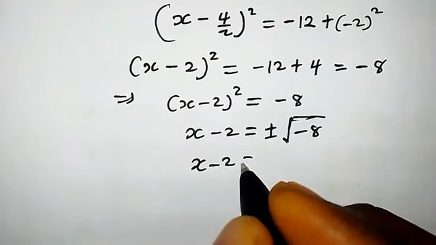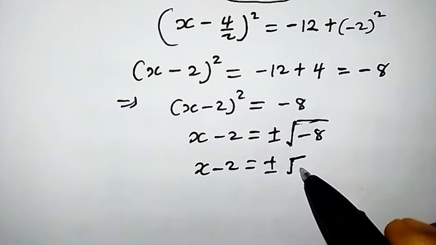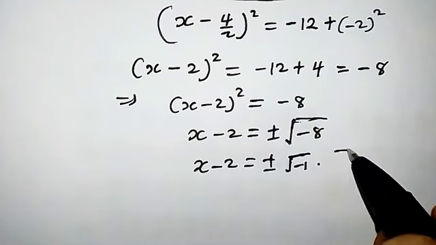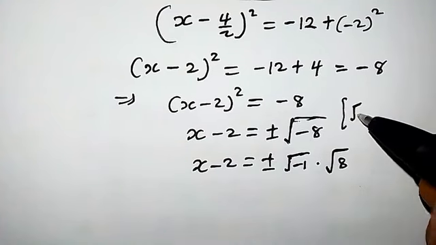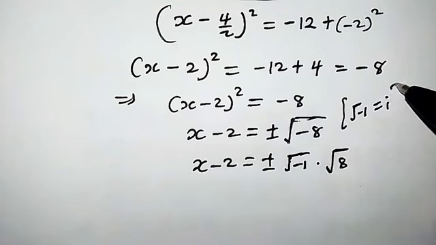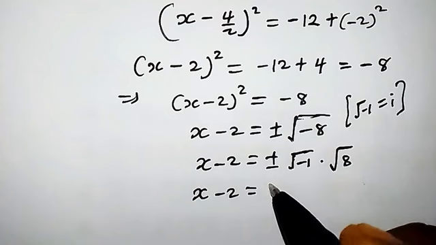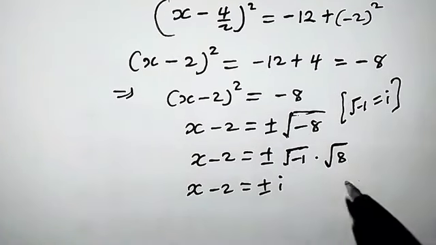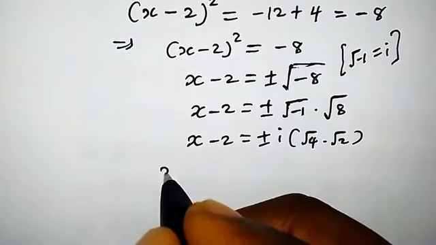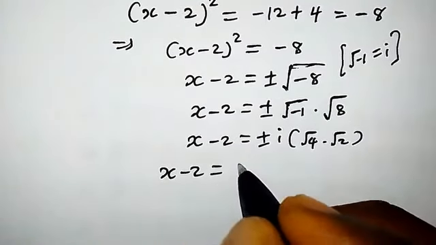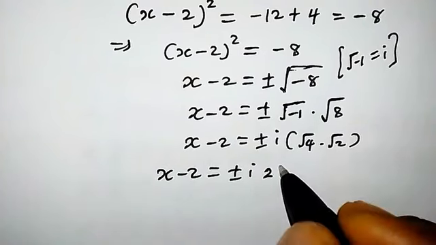So x minus 2 is equals to plus or minus, this guy could be written as square root of negative 1 times square root of 8. Don't forget that from the complex number, square root of negative 1 is simply the same thing as i. So we are going to use this i here. We get x minus 2 equals plus or minus i. Square root of 8 is the same thing as square root of 4 times square root of 2. So x minus 2 is equals to plus or minus i. Square root of 4, that is 2. So 2 times square root of 2, we have root 2.